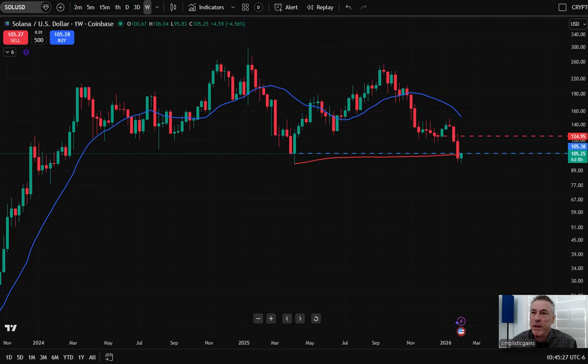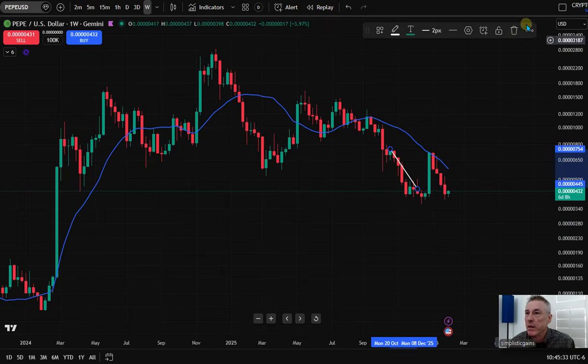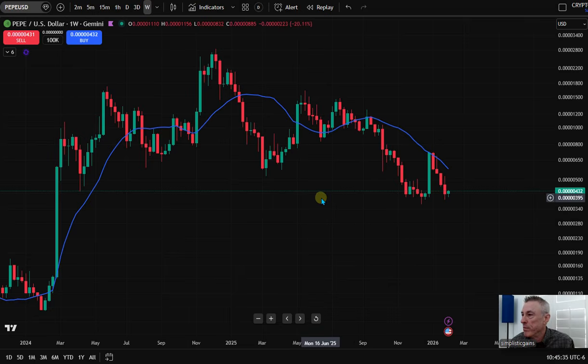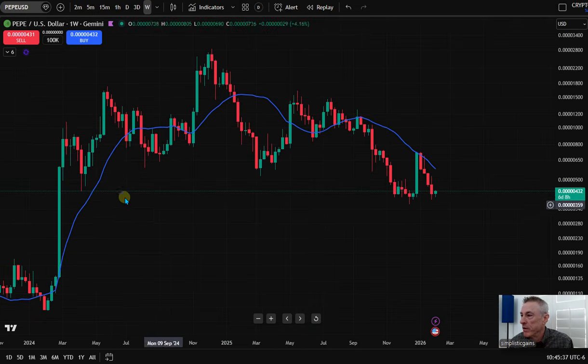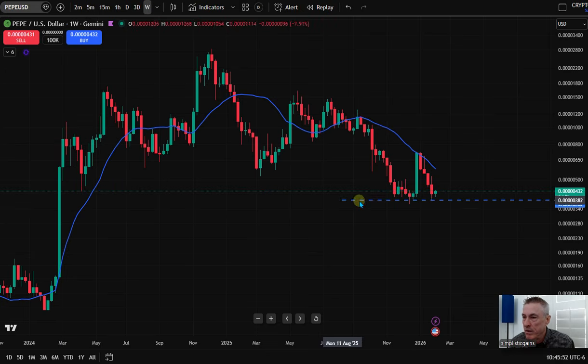Okay, and then Pepe. The only reason why I'm looking at this is there's a lot of eyes on it. Okay, I'm looking left. This is interesting. As you can see, I haven't done this chart in forever. But that is support. Actually, it's a little high here. Let me get more real.